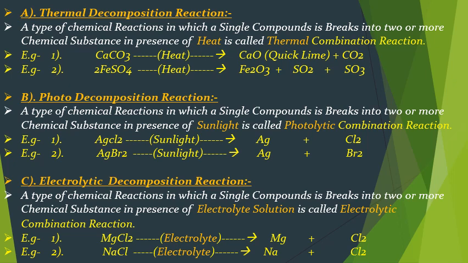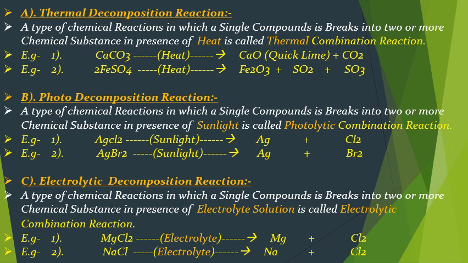Photo decomposition reaction is a type of chemical reaction in which a single compound breaks into two or more chemical substances in the presence of sunlight. For example, silver chloride and silver bromide split into silver and chlorine gas, and silver and bromine gas, respectively.